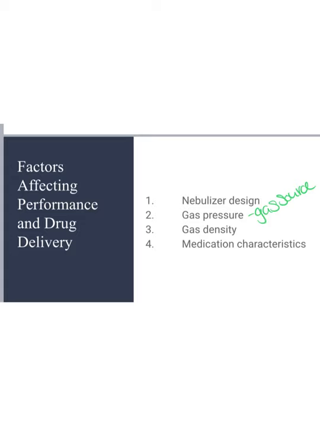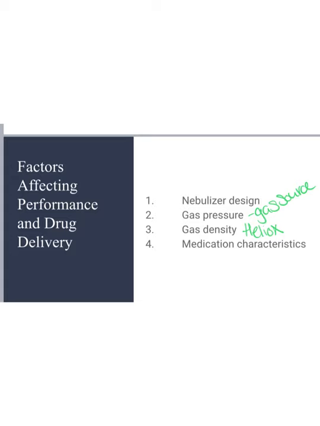So the greater the output, the shorter the time, like in the last slide. If you start at 6 liters per minute, it's going to take longer and the particle sizes are going to be larger. Whereas if you start them at 10 liters per minute, the gas source is going to make the particles smaller and it's not going to take as long. And then the gas density. A good example of this would be heliox. And then the medication characteristics itself.